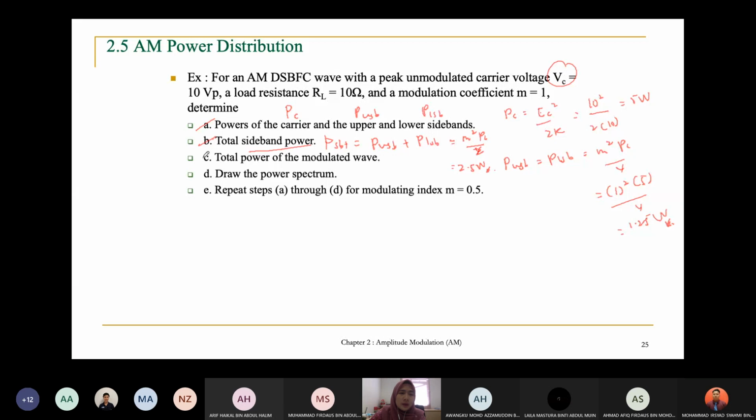Okay, so the total power PT is this one, the total power of the modulated wave. This is PT. So PT is PC plus PUSB plus PLSB. You can just add manually: 5 plus 1.25 plus 1.25. Or PC plus M squared PC over 2. Okay, so you will get the answer equal to, okay, so calculate.